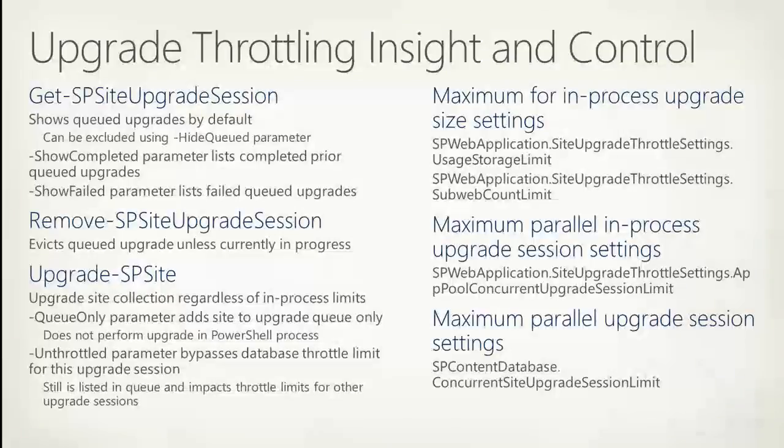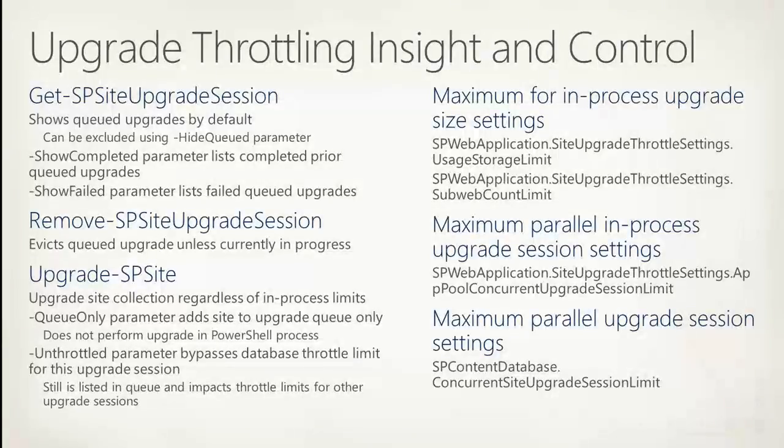It doesn't cover timer. It doesn't cover PowerShell. It only covers web application processes. These are the throttles that you can set, the limits for what we will use. For example, we won't allow a site collection that's too big to be upgraded in process because we don't want that to consume too much resources on that web front end. So if they exceed the limits that are there, we say, no, we'll just queue it, and that'll get upgraded by the timer service in the background.